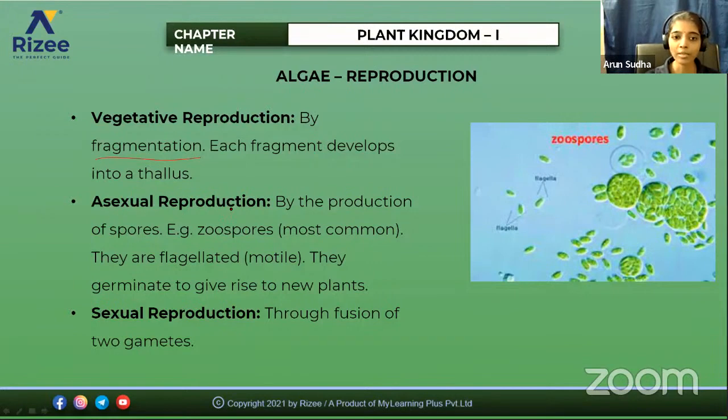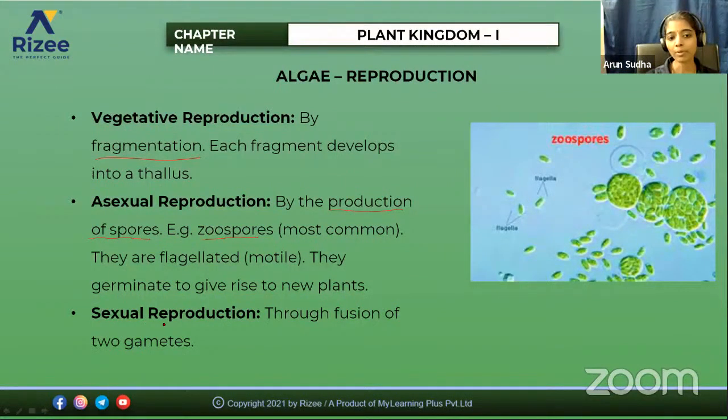And asexual reproduction is by the production of spores. So already we saw what are zoospores and what are aplanospores. So zoospores are the common mode of asexual reproduction in the case of algae. They are flagellated and motile spores, and they germinate to give rise to new plants. And we saw that the zoospores are motile and aplanospores are non-motile spores.